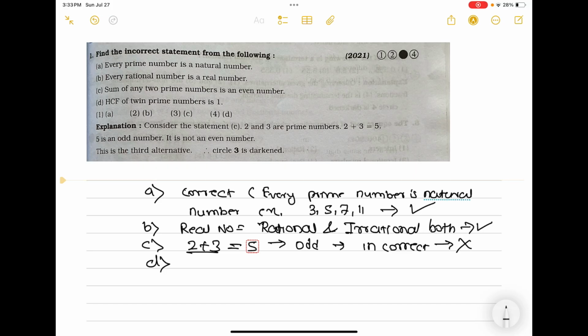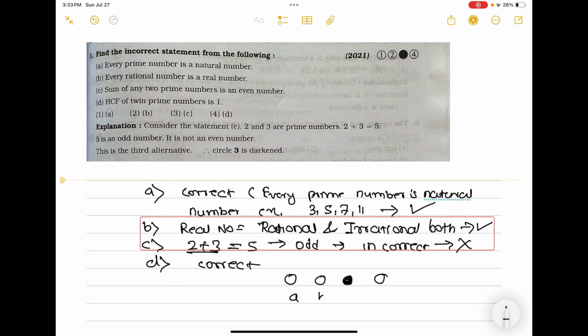On option D, HCF of twin prime numbers is 1. Yes, only 1 is the number that can divide all prime numbers. That is also correct. So option C is the correct option, saying that the sum of two prime numbers is an even number, which is the wrong statement. They ask for the incorrect statement only. So option C is the correct answer.